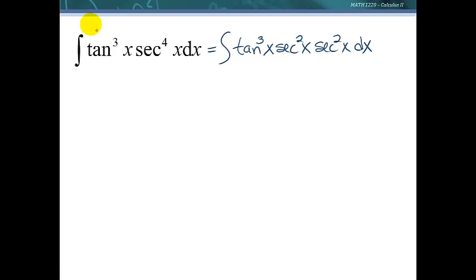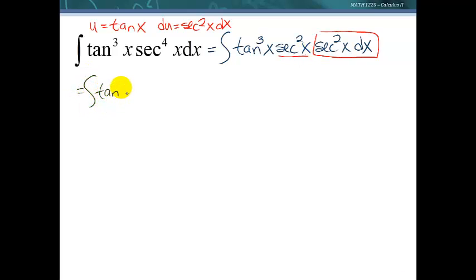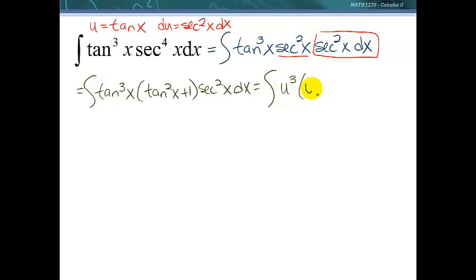Now how that helps me is if I did a u substitution, I could let u be tangent x, and my du is going to be secant squared x dx, which is right here. But I want to write the remaining secant squared x in terms of tangent, and I can do that with the Pythagorean identity again. So I'm going to have the integral of tangent cubed x, this is tangent squared x plus 1, and then our secant squared x dx. So expressing that in terms of u, that is u to the third times u squared plus 1 du.